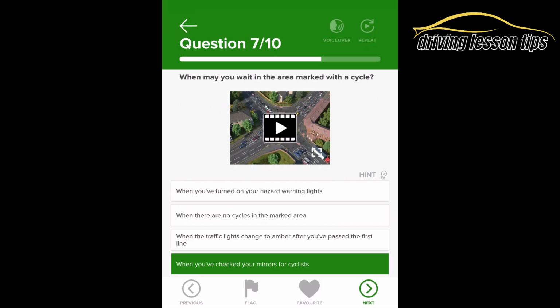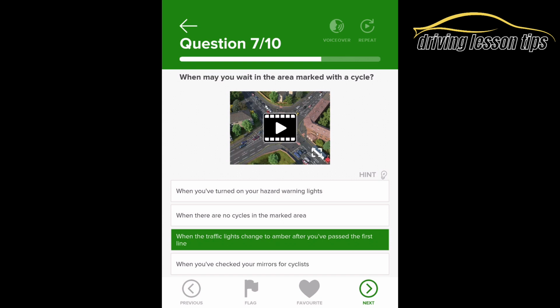So, we can use it if you've passed the first stop line. And if you've stopped in the cycle box before the second stop line, you can stop in it. So the answer is C.